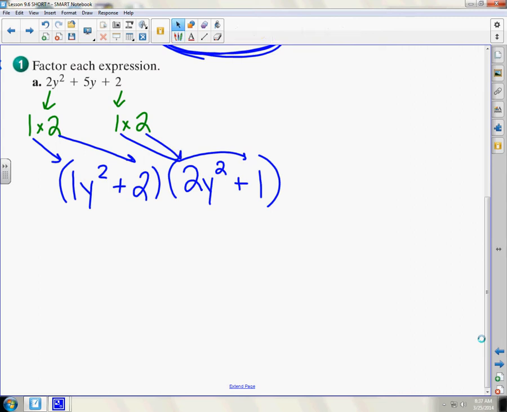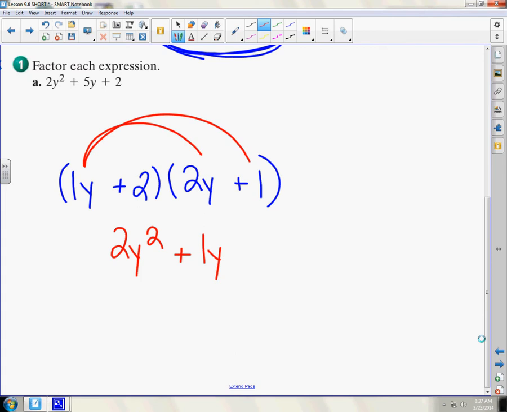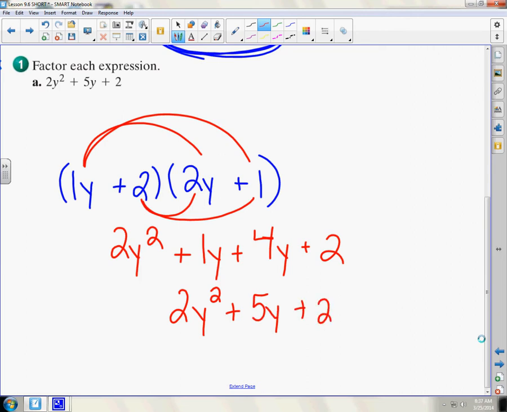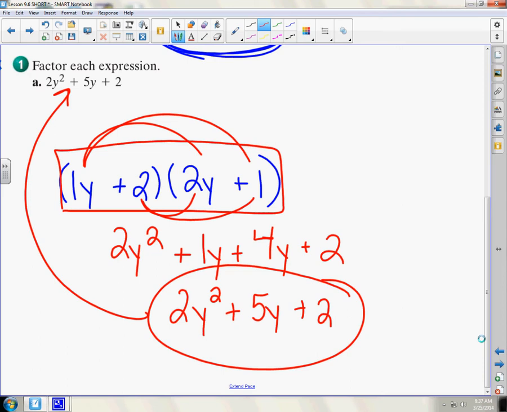And then your most important part in all of this is the check, because you have to make sure you're doing it correctly. So 1y times 2y is 2y squared. 1y times 1 is 1y. 2 times 2y is 4y. And then 2 times 1 is 2. So I get 2y squared plus 5y plus 2. So if then I look back up here, does it match this? Yes. So I know that my answer is correct. There's a little bit of trial and error in this process.